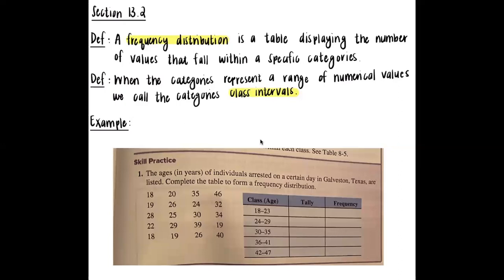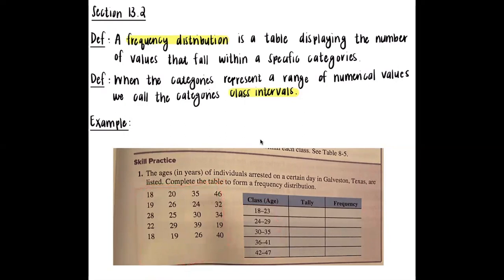So let's go straight into an example to better understand what we're talking about. The ages of individuals arrested on a certain day in Texas are listed. Notice these are the class intervals. We're trying to see from these data values how many are falling into this range of values. So how many are between 18 to 23.